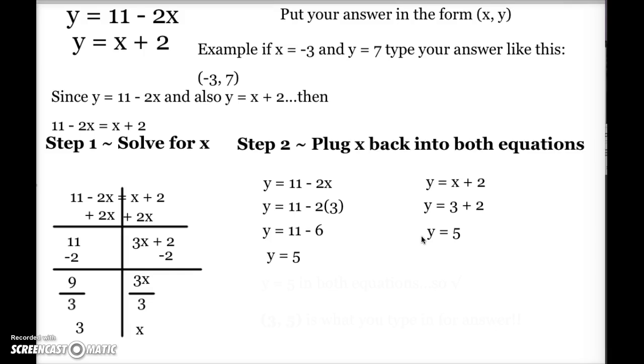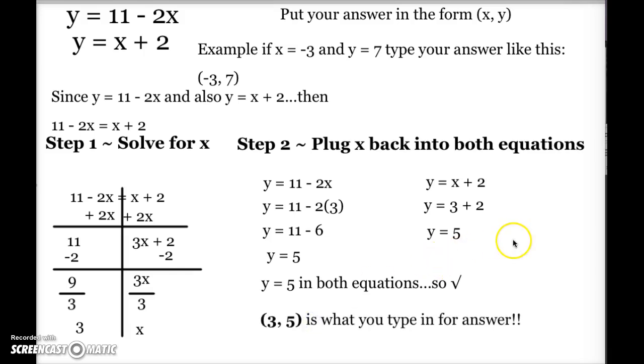So therefore, the solution to the system of equations, or the point where these two equations are going to intersect, is where x is equal to 3 and y is equal to 5. So I'm going to put this in my computer like this. It's going to be 3, 5, and I need a space between the comma and the 5 when I put my answer in Moodle.